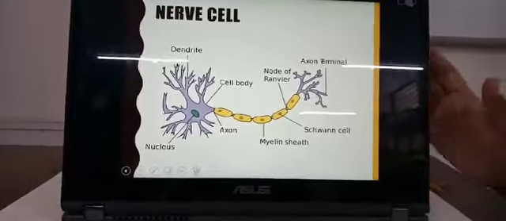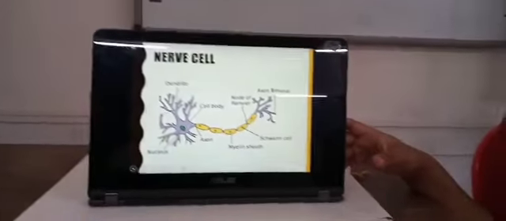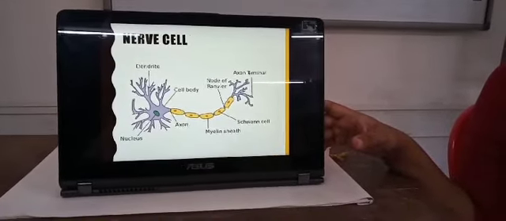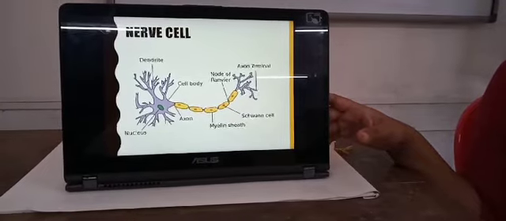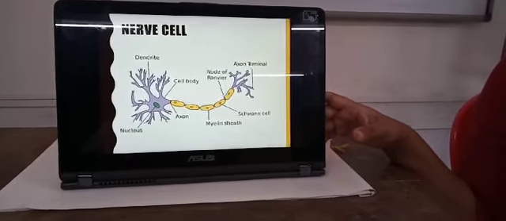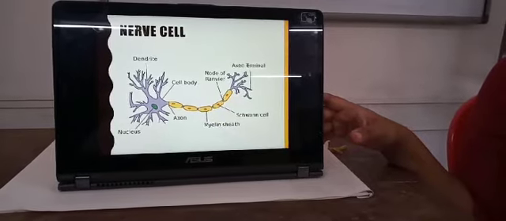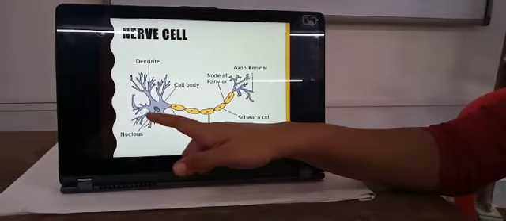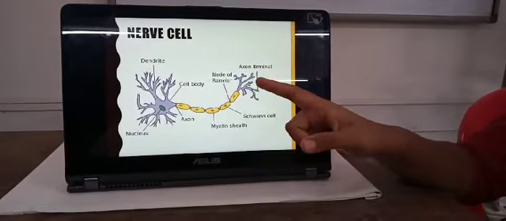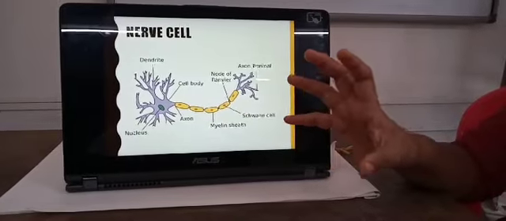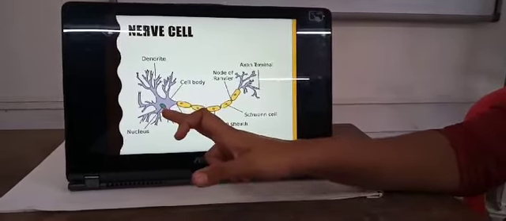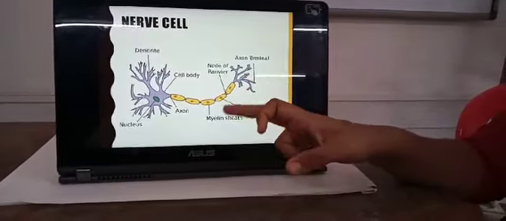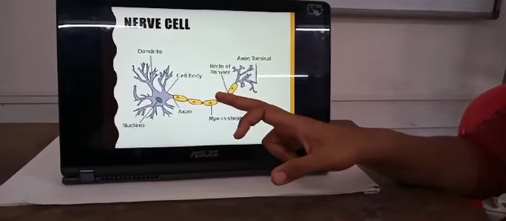Now this is the structure of a nerve cell. Every nerve is composed of tiny components. Just like how every tissue, every organ is made up of numerous components, the nerve cell is also the smallest component of a nerve. The nerve cell has got many parts. First, it has a cell body. The cell body is present at the top, and then it has these hairy projections called the dendrites, and then it has a nucleus in the center.